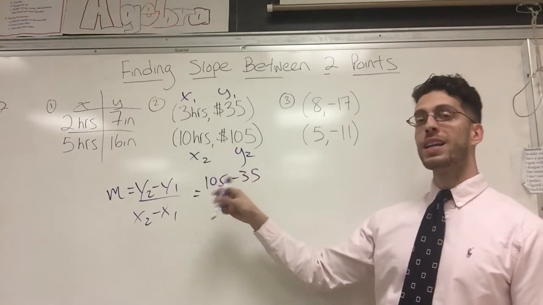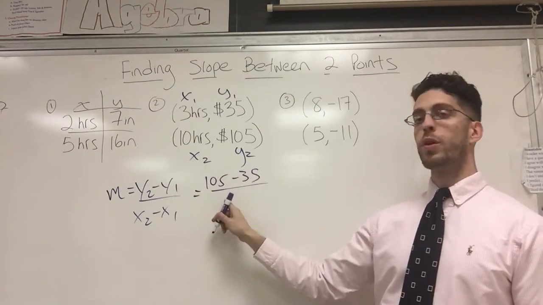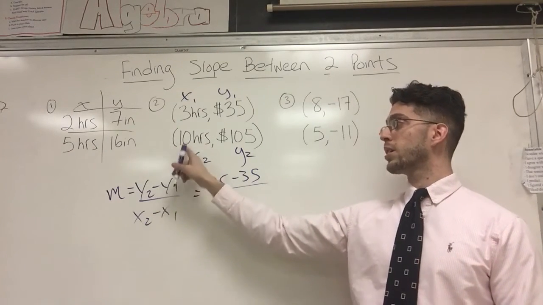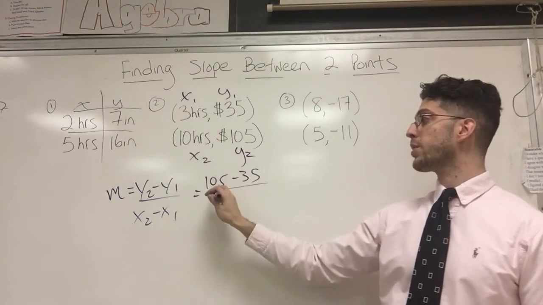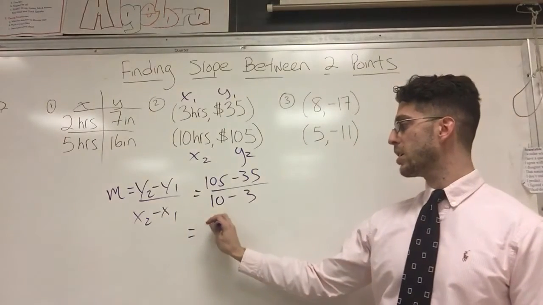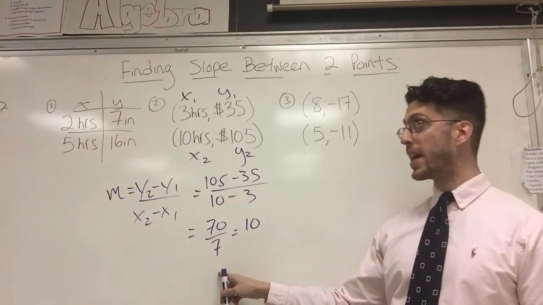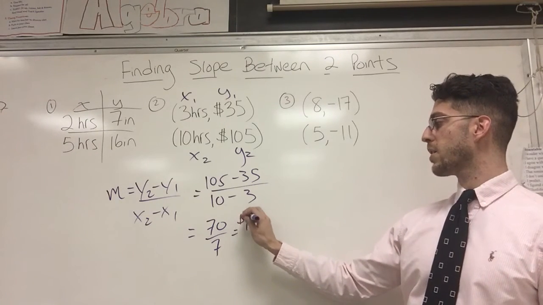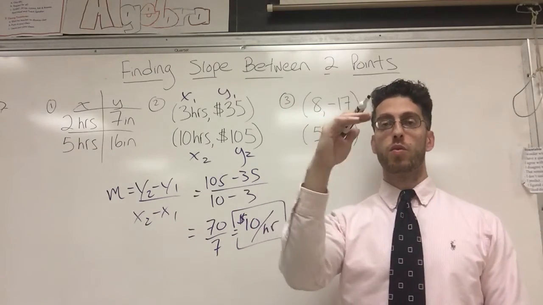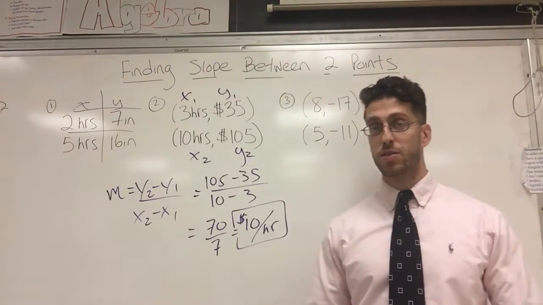Alright, so how much money did I earn from here to here? I'm going to subtract. How much time went by? Well, that's between 3 and 10 hours. My x2 is 10, my x1 is 3, so that's going to be 10 minus 3. And let's see, 105 minus 35, is that 70? And 10 minus 3 is 7. 70 divided by 7 is $10 per hour. There's my rate, also known as my slope. Rise 10 over 1. You can graph this very easily. Don't need 105 boxes to show that.